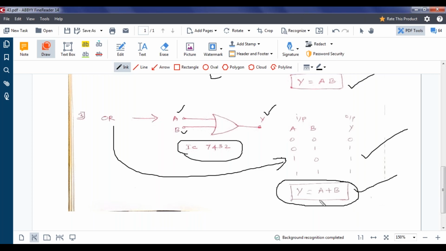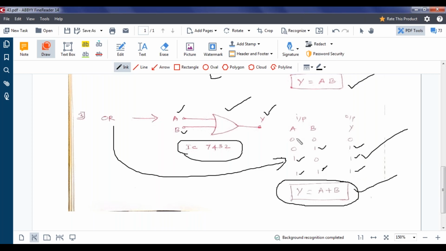So hope you all understood. This is the symbol of the OR gate. The IC number is 7432. Please note down the IC number 7432. And this is the truth table. If any one of the inputs is high, your output will be high.